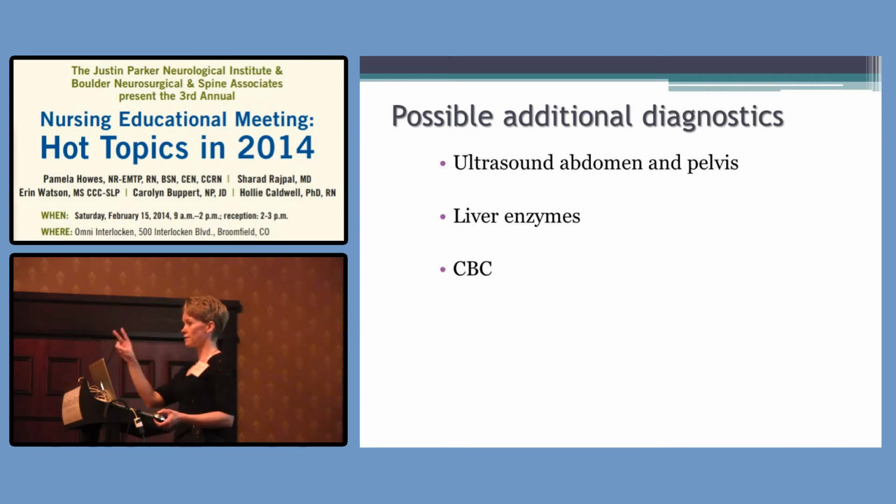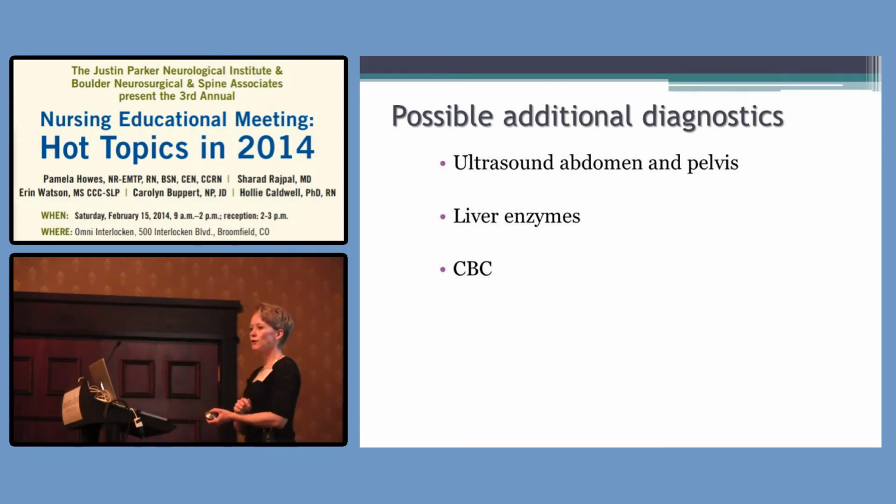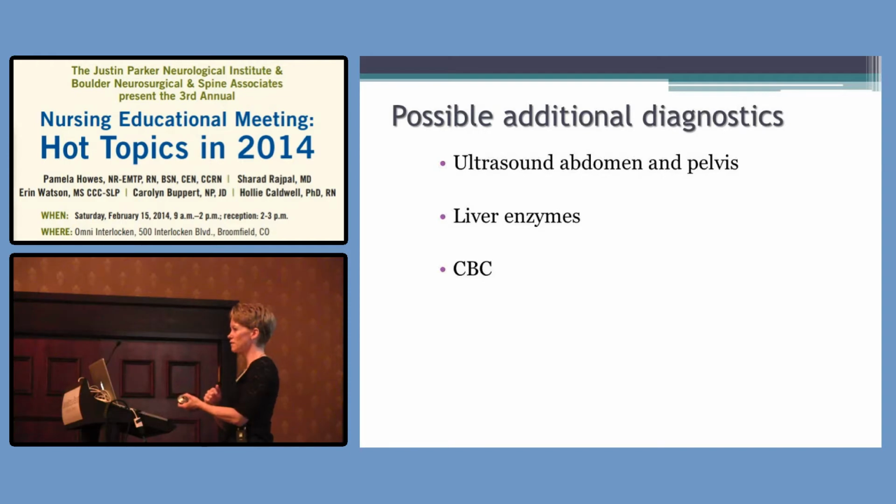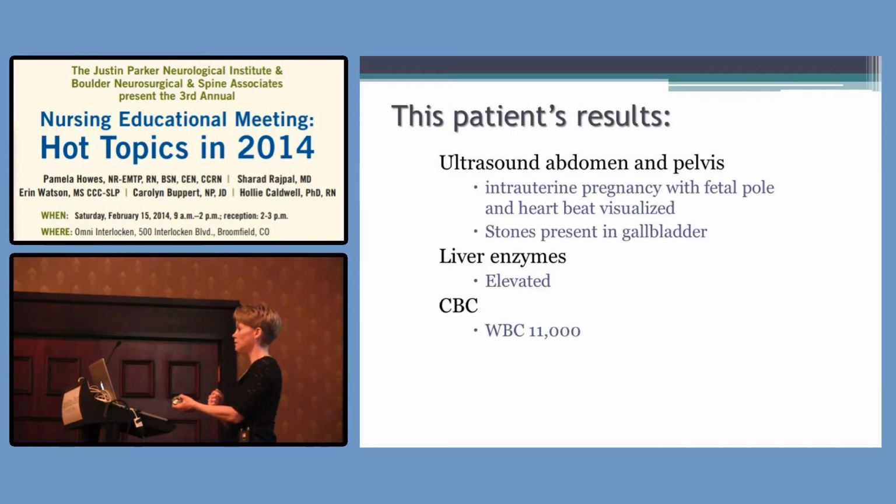Look for ectopic, and what else? Gallbladder. What's her gallbladder doing? Okay. Why do we want her liver enzymes? Gallbladder, right? Could she have a gallbladder? Sure could. And then a CBC. You guys want anything else? Pregnancy test, absolutely. Just to make sure.